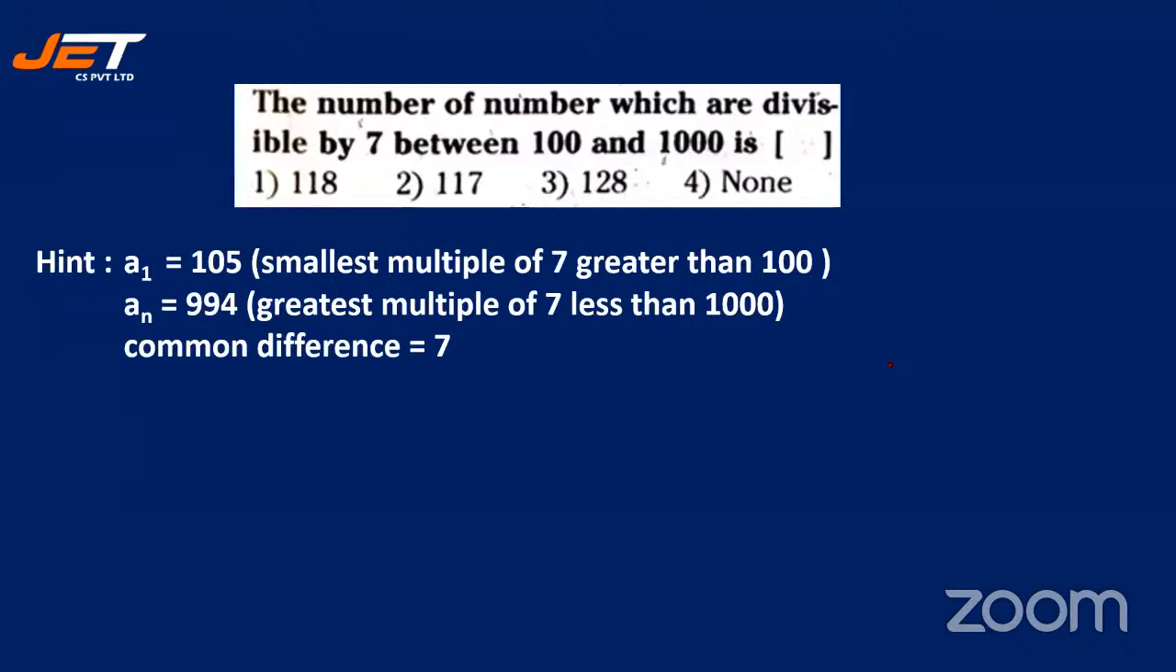Is it clear? Okay. Now see the question. The number of terms divisible by 7 between 100 and 1000 is dash. Okay, so let us do the sum for you.